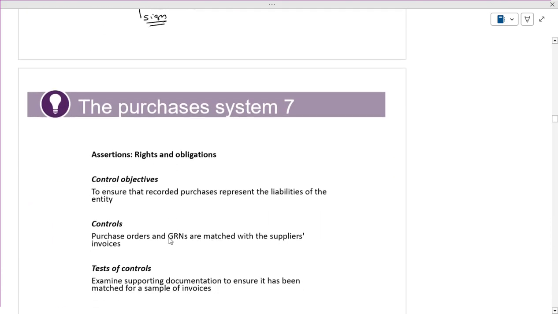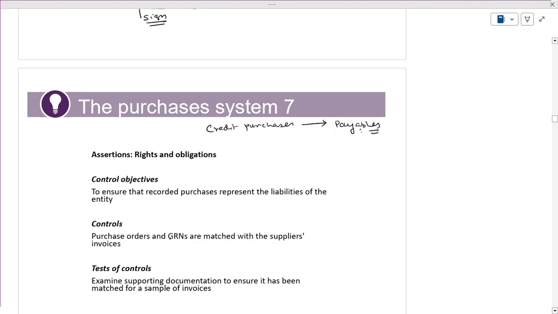Fine. Now, when you have purchased, what will happen? Mostly there will be credit purchases. We have to assume by default that these are credit purchases. If these are credit purchases, it will lead to payables. Suppliers have the right to receive.